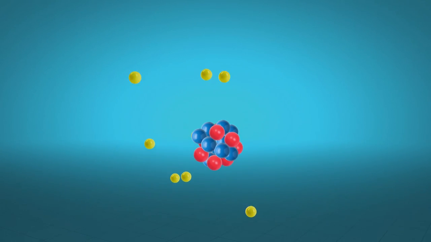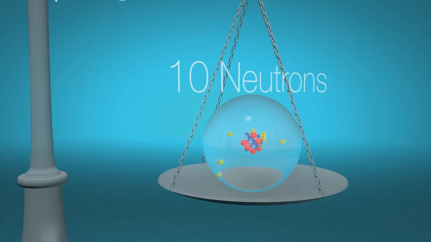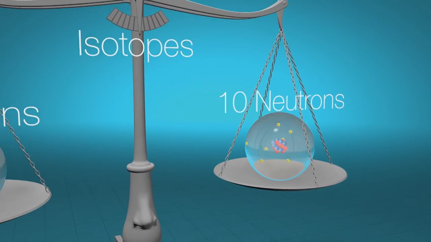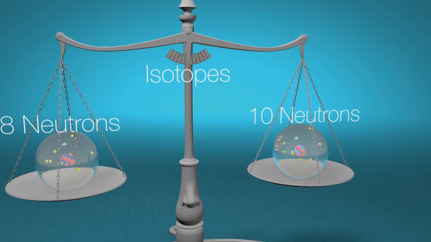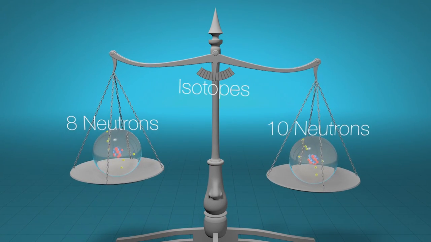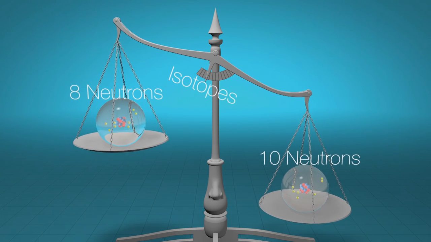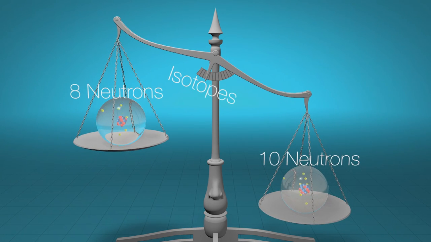If we now place the atom with 10 neutrons and the atom with 8 neutrons on a scale, we see a difference in the atomic weight, called the mass. The heavier isotope is shown in black and the lighter isotope in white. But both isotopes are the same chemical element.